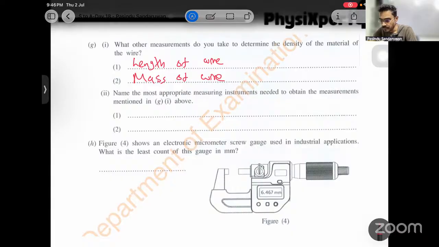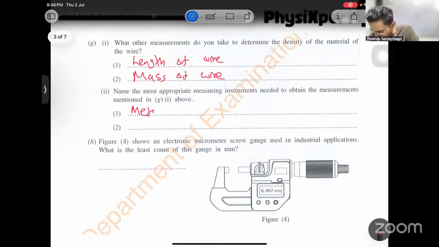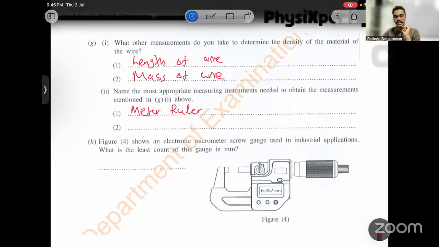Second one, name the most appropriate measuring instruments needed to obtain the measurements mentioned in G1 above. Right. Then to find the length, initially it was given as 15 centimeters, no? 15 centimeters. Then to get a reading like 15, what we have is a meter ruler. Meter ruler. Then in this correct order, you have to mention because numbers are given as 1 and 2. Then to measure mass of wire, a hint was given as 200 milligrams, right?